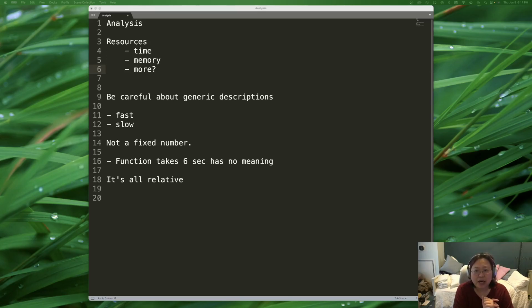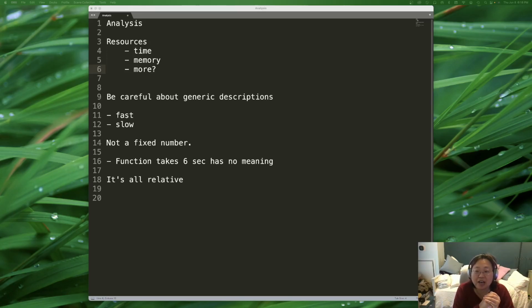When you do analysis, it's very easy to make broad strokes: this function is slow, this function is fast. Those are not the kind of generic descriptions we want when we're talking about analysis. That's way too vague. What do you mean by fast? How fast is fast? How slow is slow? Those are bad things to do. We want to be more precise than that.